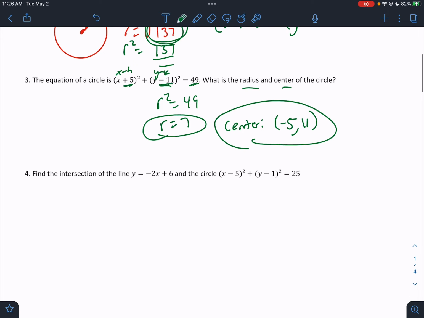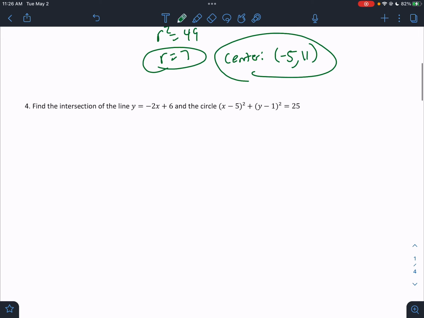So let's go see what we can do here. These are long problems. They're long. Get buckled in. Be ready. We're going to do the whole thing together. There's a lot of steps. It says find the intersection of a line and a circle. And they gave us both the equations.